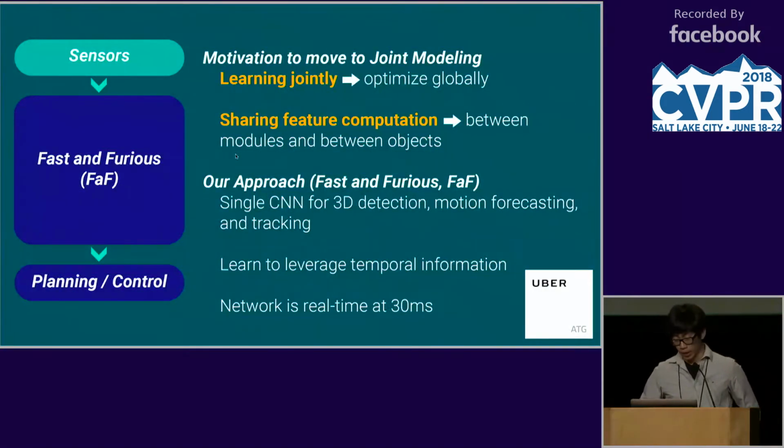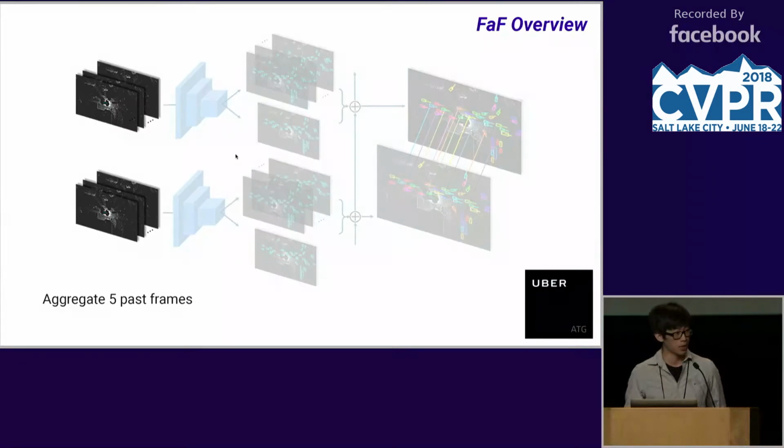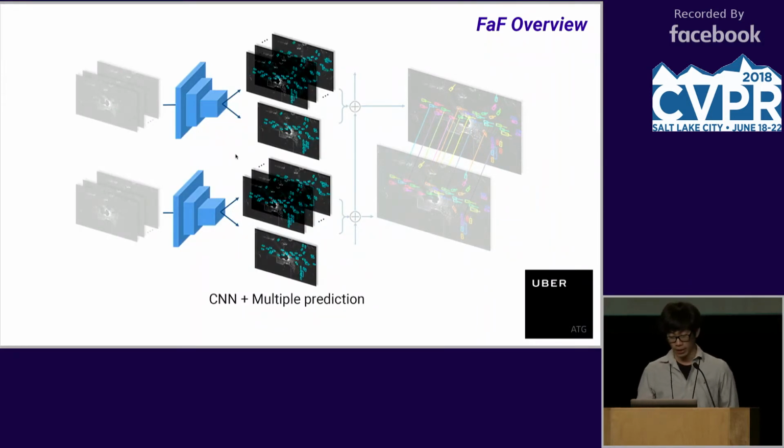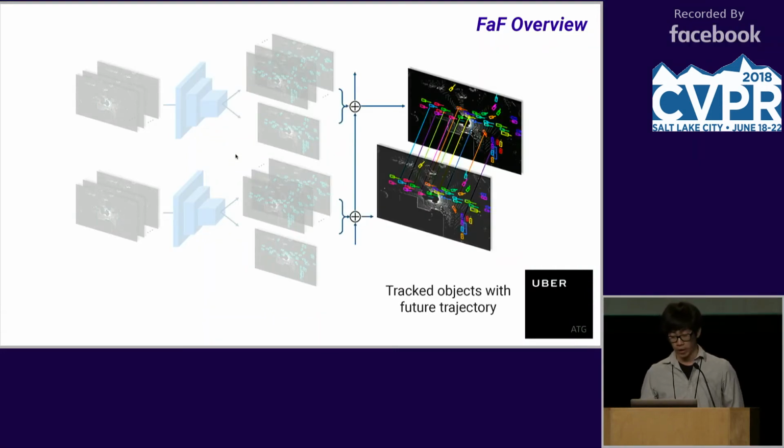Our approach, named FAF, is a single net for 3D detection, motion forecasting, and tracking. Importantly, it learns to leverage temporal information and runs in real-time at 30 milliseconds per frame. Here is an overview of our approach. We utilize 5 past LiDAR sweeps as input. This allows us to estimate motion robustly. In the middle is a CNN that learns from temporal information and predicts bounding boxes for multiple time steps. Lastly, we aggregate detection and prediction to output the tracked bounding boxes with corresponding future waypoints.